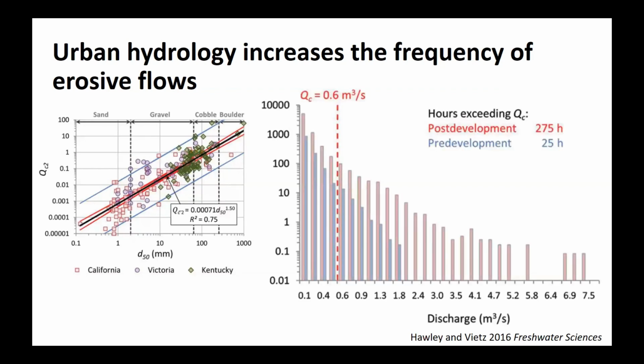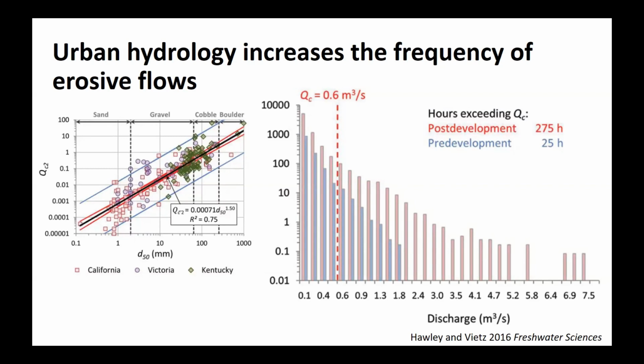So this is looking at a watershed pre-development and post-development, and how long the stream experiences substantial discharge. The blue lines, hopefully you see, show 25 hours of discharge exceeding the flows required to actually start moving sediment in that system, where post-development, you're now seeing several orders of magnitude more duration of time where the stream is moving sediment around.